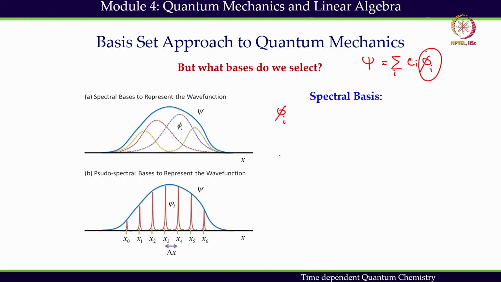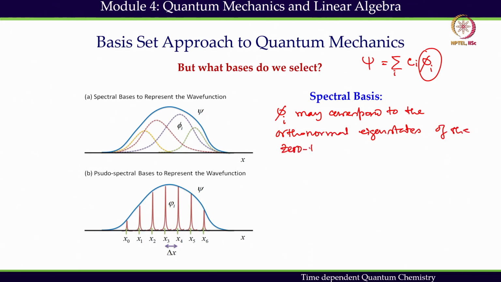This basis function phi I may correspond to the orthonormal eigenstates of the zeroth order Hamiltonian of the system. And how do you get that?